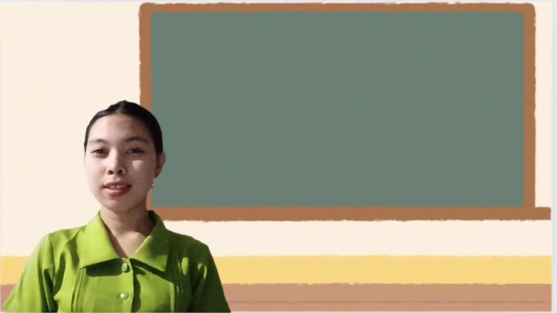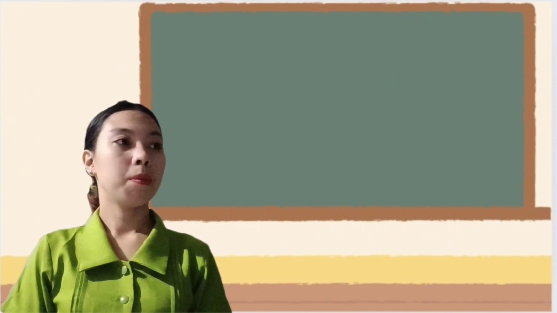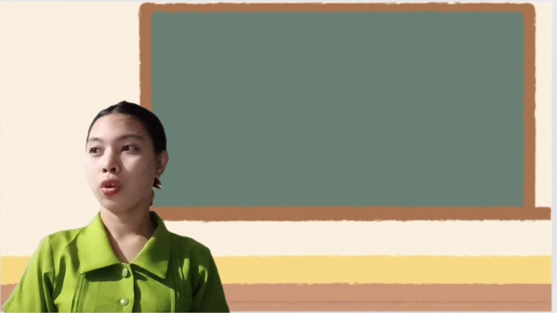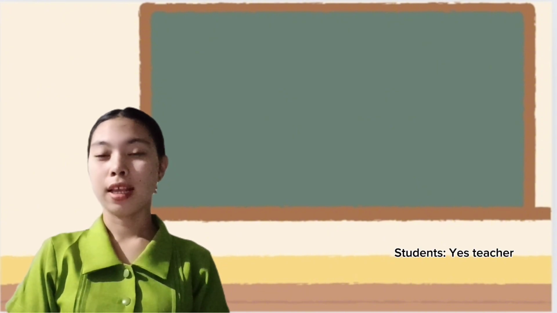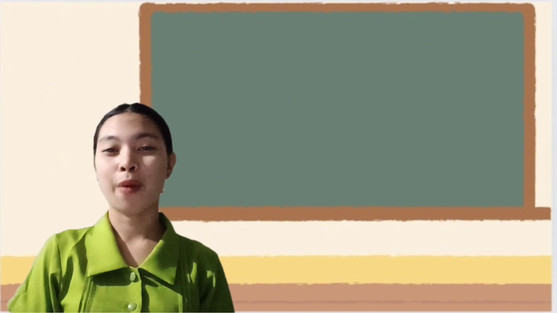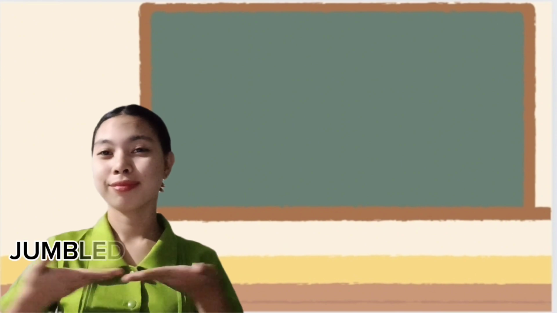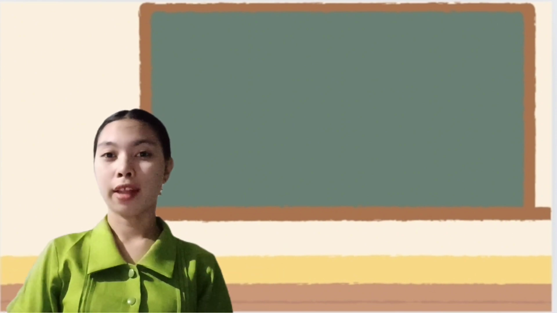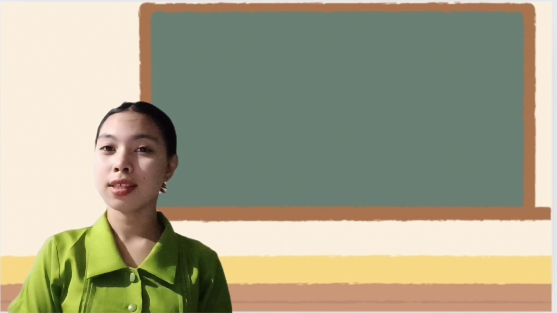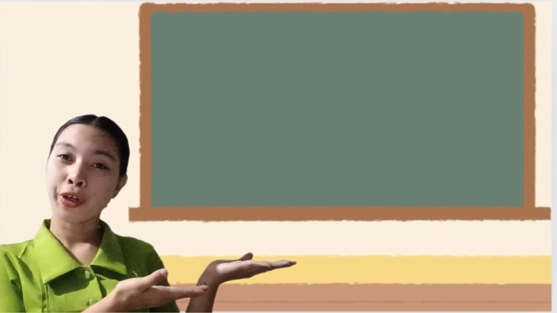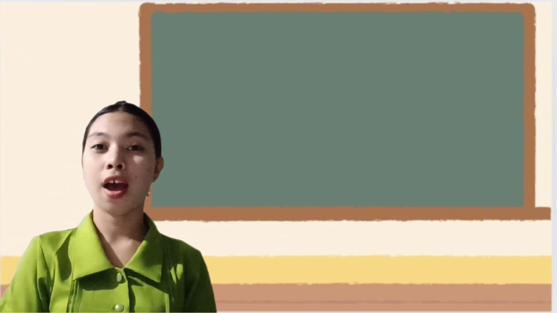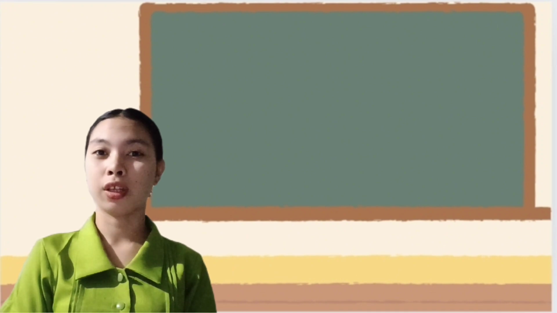Before anything else, let me check your attendance. But I can see that you are complete here in our classroom, so I will not call you one by one. So let's move on to our motivation, which is jumbled letters. I will present jumbled letters here on our board, and you will just have to guess what is the right word.